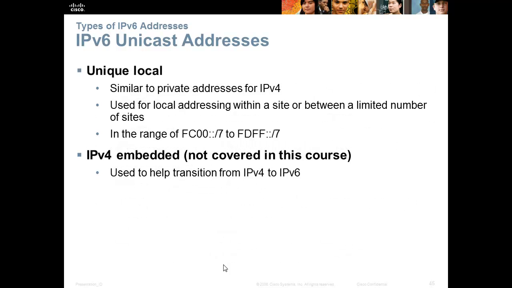We have unique local. These are similar to our private IP addresses for IP version 4. This is used for local addressing within a site or between a limited number of sites. And we're going to see an FC number, FC00 through FDFF. And there's also that IP version 4 embedded. We're not going to worry about that in this class.